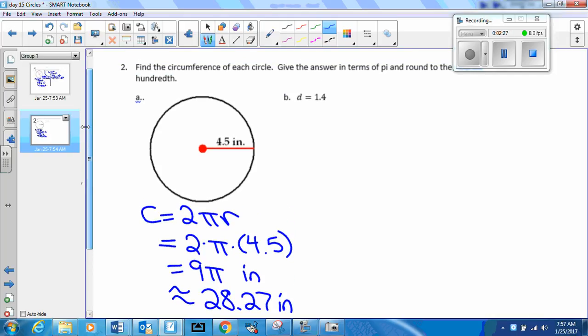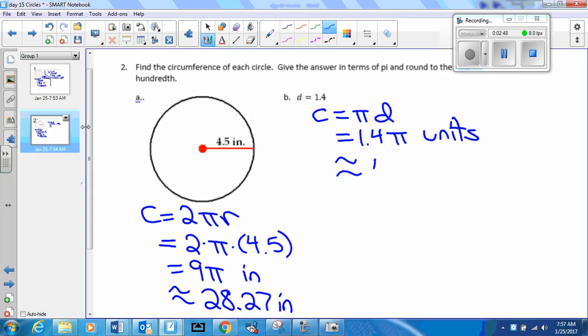For part B, now they tell me the diameter is 1 4/10. So now I would use the formula circumference is pi d. Substitute in, I get 1 4/10 pi units for my exact answer. Using now the pi button and rounding to the nearest hundredth, this rounds to approximately 4 and 40 hundredths units.